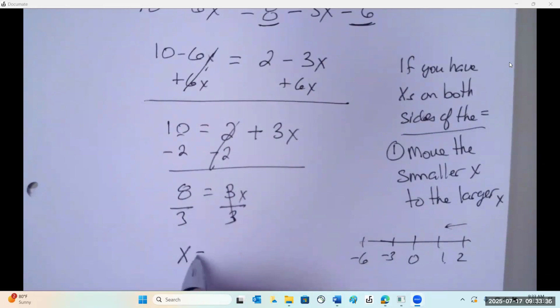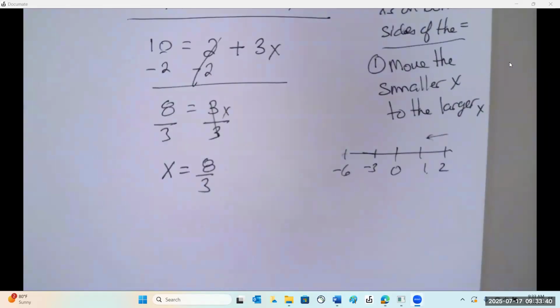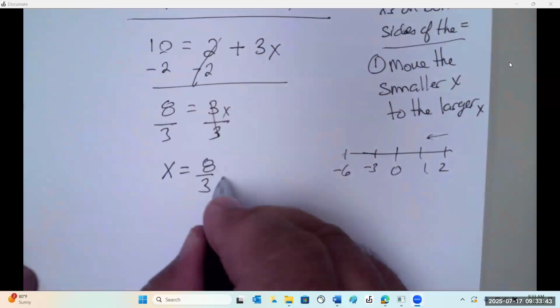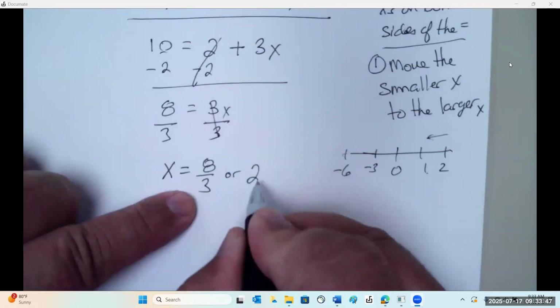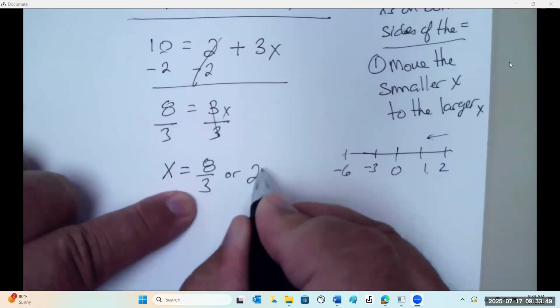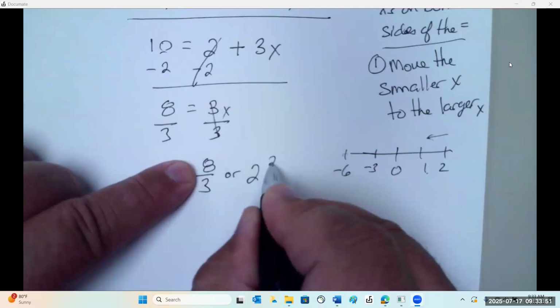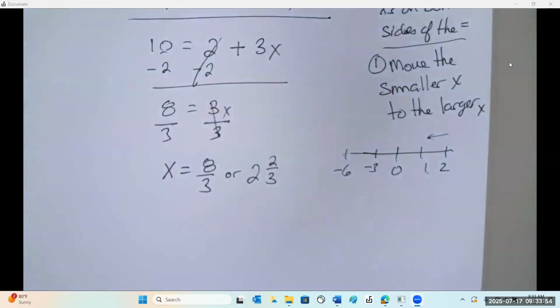So x is equal to 8 over 3. Or 3 goes into 8 2 times. 2 times 3 is 6, so there's 2 left over. The 3 will always be in the denominator.